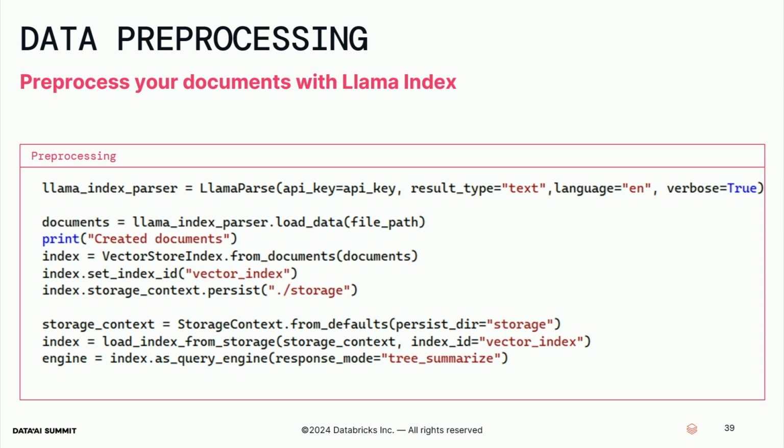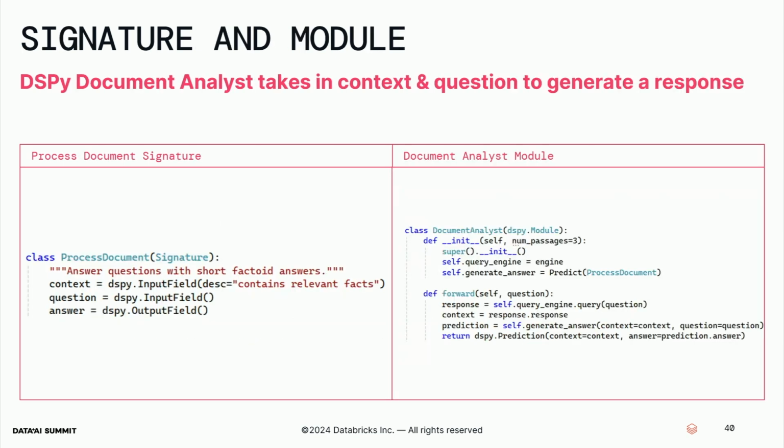And then we'll initialize a query engine. The index is transformed into a query engine configured to give summarized responses, ready for executing queries based on those indexed documents. So now we have our data pre-processing with LlamaIndex, very useful. Now let's define our DSPy system.